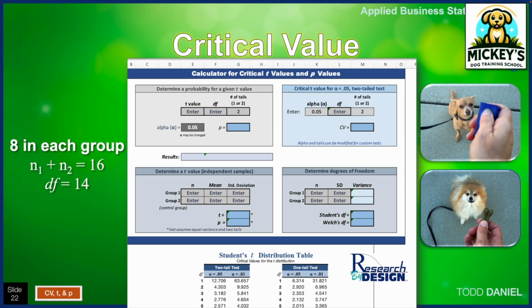The first thing we need to know is the degrees of freedom for our groups. Well, we have two groups of puppies. There are 8 in each group. So if we add 8 and 8, that is 16. The degrees of freedom would be n1 plus n2 minus 2, or 14.